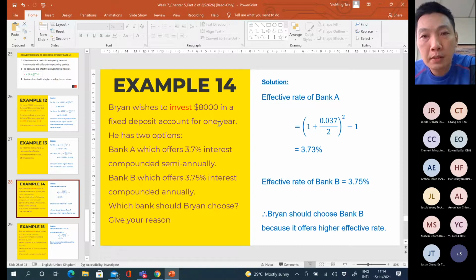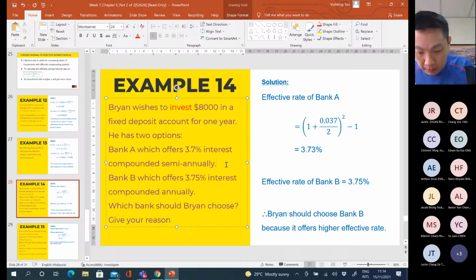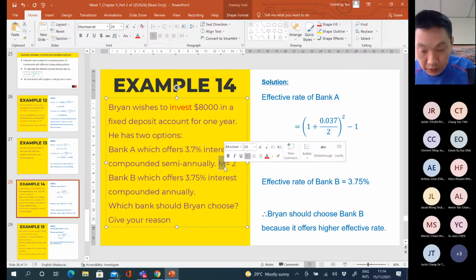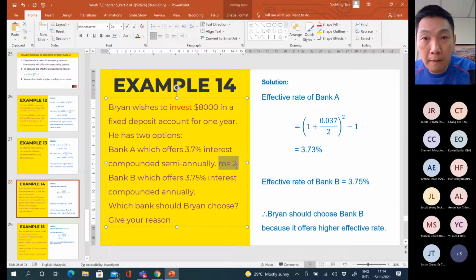He has two options. He can either invest in Bank A or Bank B. So for Bank A, it offers 3.7% interest compound semi-annually. Semi-annually, that means M is equal to 2, sorry, not 12. Semi-annual is 2 times. So I put it here.